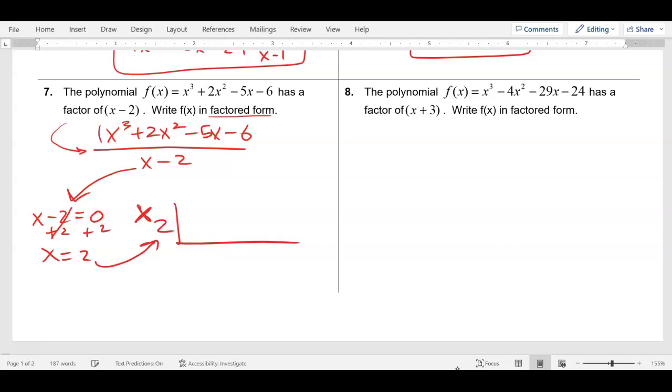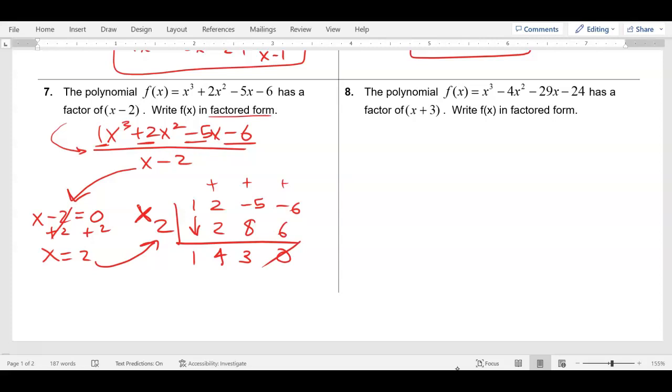Up here, my coefficients are 1, 2, -5, -6. And there's no missing terms. 3, 2, 1, 0. So 1, 2, -5, -6. Bring this down. It's 1. 1 times 2 is 2. Add vertically. 2 plus 2 is 4. 4 times 2 is 8. Add vertically. -5 plus 8 is 3. 3 times 2 is 6. Add vertically. There is no remainder.